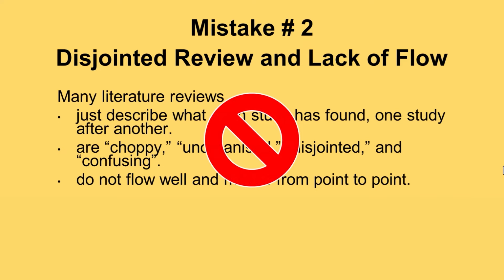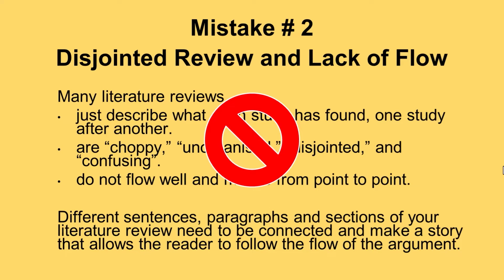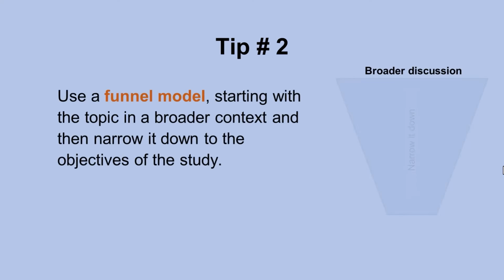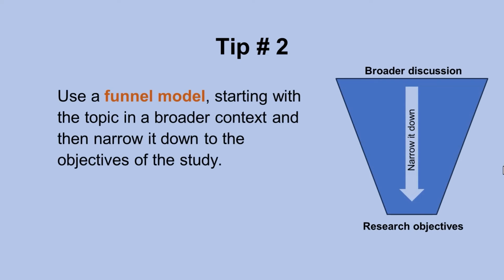This is about the way that your literature review holds together and moves from point to point. Different sentences, paragraphs, and sections of your literature review need to be connected and make a story that allows the reader to follow the flow of the argument. Tip number 2. Use a funnel model starting with the topic in a broader context and then narrow it down to the objectives of the study.